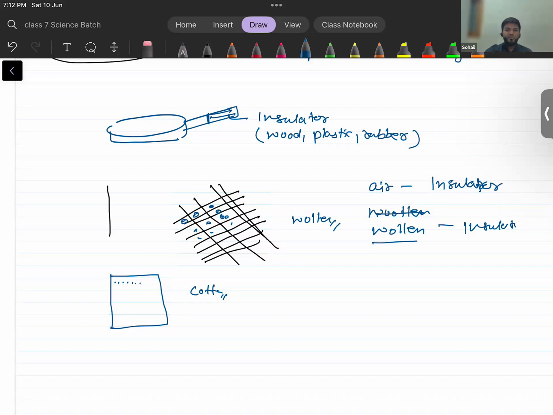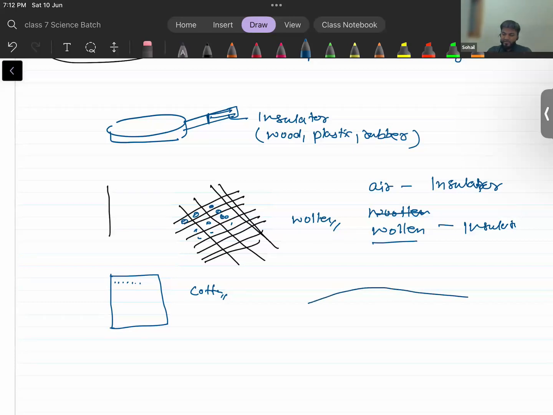Yes, sir. Okay, so do tell me one thing. If you're given the choice in winter of using either one thick woolen blanket or two thin woolen blankets joined together, which one will you prefer? Sir, two thin woolen blankets. Two thin woolen blankets. Why? Because there will be two layers of air trapped within the blankets, right? Because the two thin woolen blankets when joined together will have a layer of air trapped in between them.